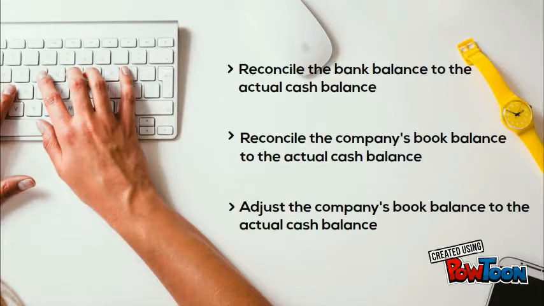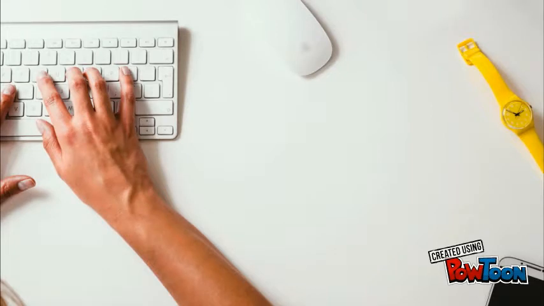There are 3 steps to a bank reconciliation, and they are prepared as follows. First is to reconcile the bank balance to the actual cash balance. Secondly, it's to reconcile the company's book balance to the actual cash balance. And third, it's to adjust the company's book balance to the actual cash balance.